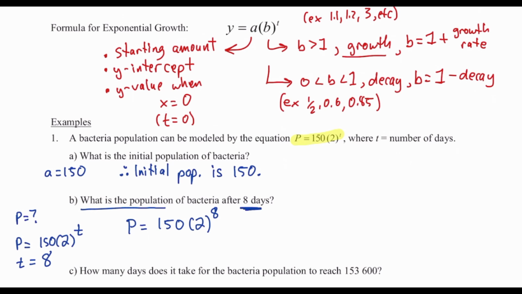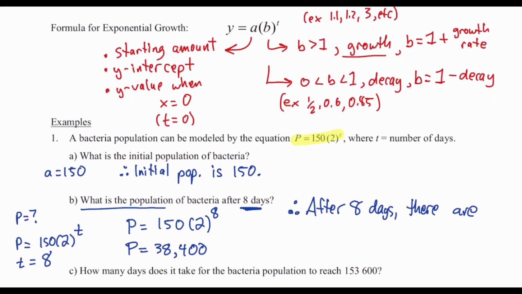And let's calculate. We're going to have 2 to the power of 8 is 256 times 150 is, and this is a pretty big number, but that's the power of exponential growth. Things grow, the numbers get big really quickly. Population is 38,400. Therefore, after 8 days, there are 38,400 bacteria.